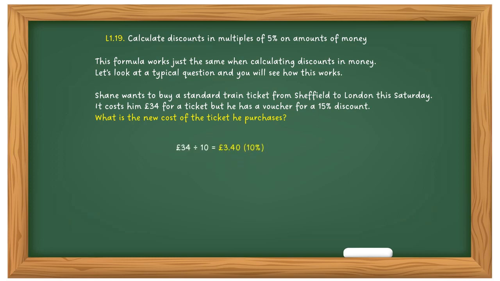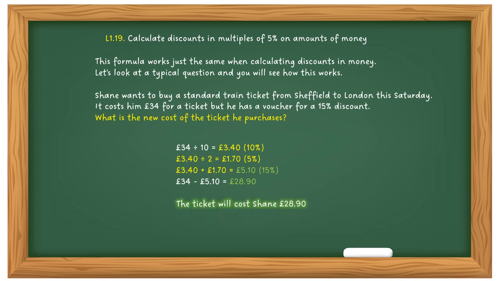So it's £34 divided by 10. So 10% is £3.40. We take half of that £3.40, which is £1.70, and if we add it to the £3.40, you can see this will give you a total value of 15%. Okay, so £3.40 plus £1.70 is £5.10. So that means Shane will get £5.10 off his £34, and that will give him the cost of the new ticket, which you can see there is £28.90. So the ticket will cost Shane £28.90 with the 15% off.